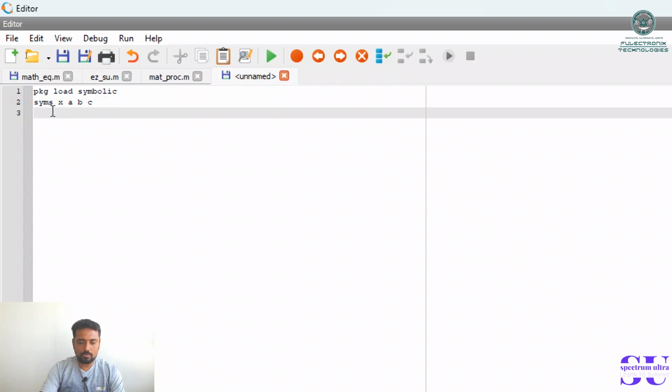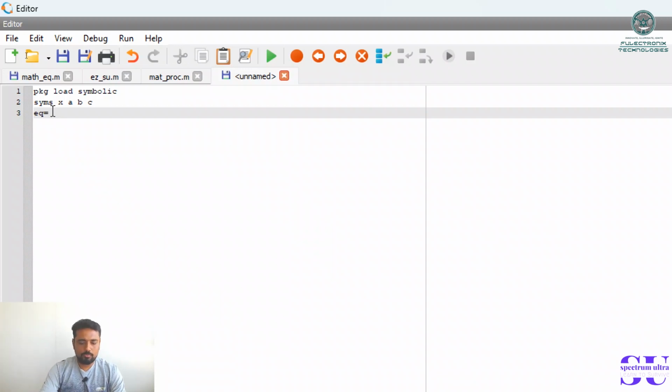Then we are going to give some equation. Let us give the name of the equation as equation. You can give whatever name you want, but you should not use a, b, c because they are already assigned. You can use anything else apart from a, b, c, maybe l, m, n or something.